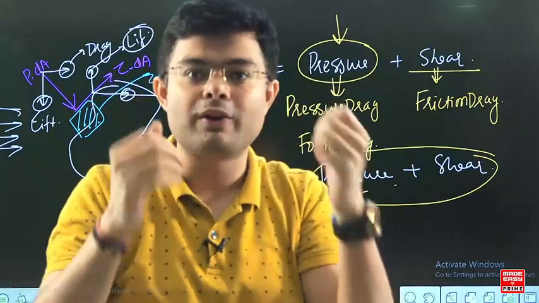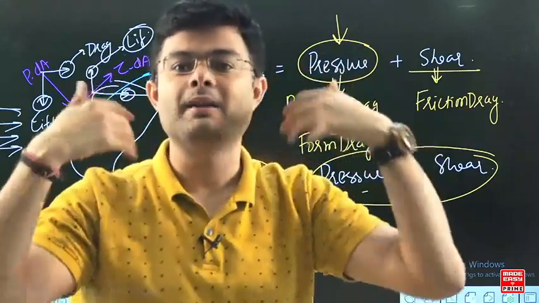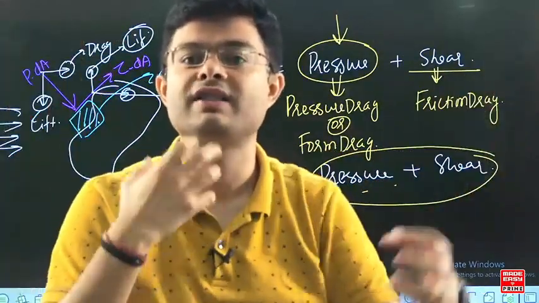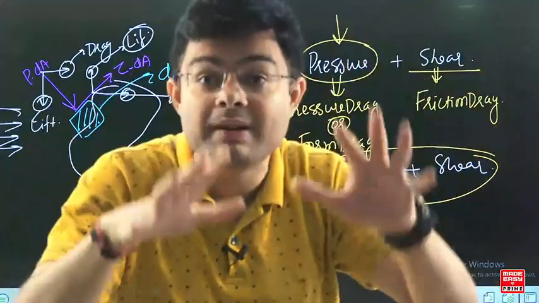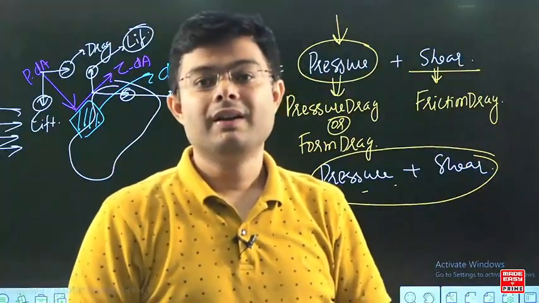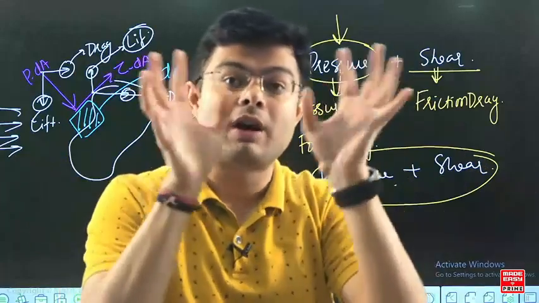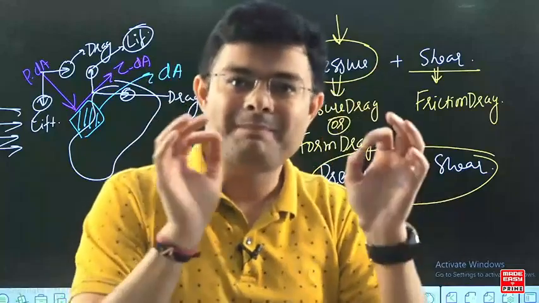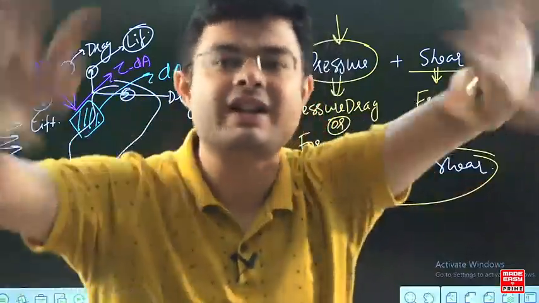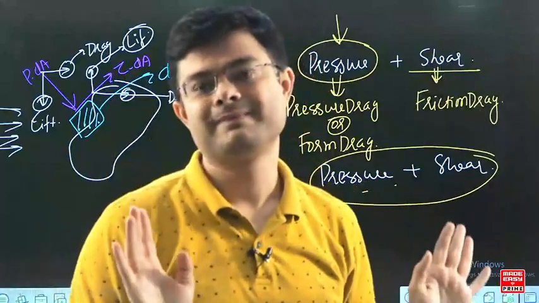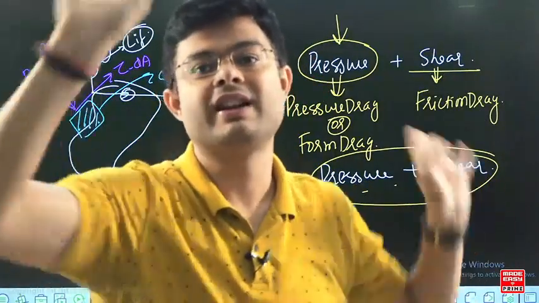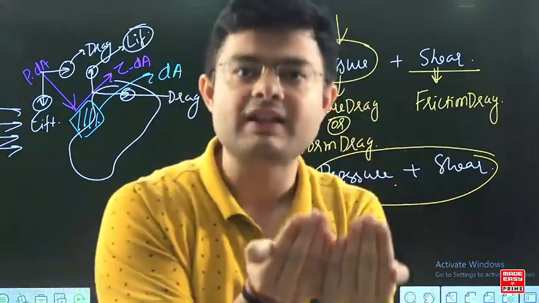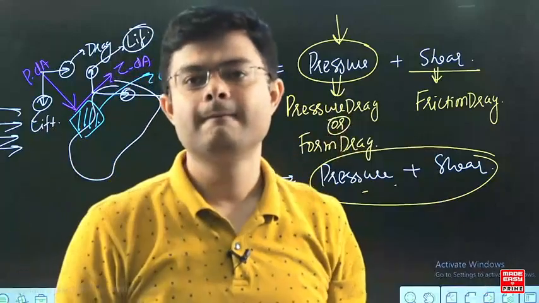So an aerodynamic engineer, all night, all day, keeps on thinking about how he should design his body so that the pressure drag is minimized. ऐसा भी हो सकता है कि प्रेशर ड्रैग को कम करने के चक्कर में भले ही थोड़ा फ्रिक्शन ड्रैग बढ़ जाए, हम चला लेंगे, लेकिन प्रेशर ड्रैग को नहीं झेल पाएंगे. Pressure drag we cannot tolerate, so for reducing the pressure drag we can increase the friction drag.